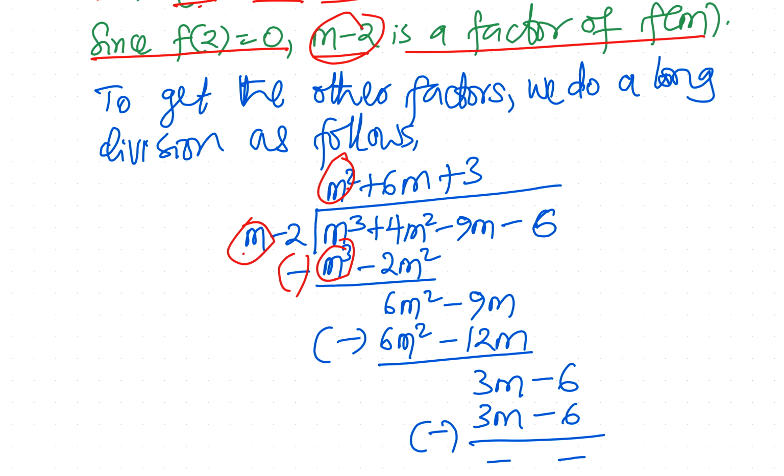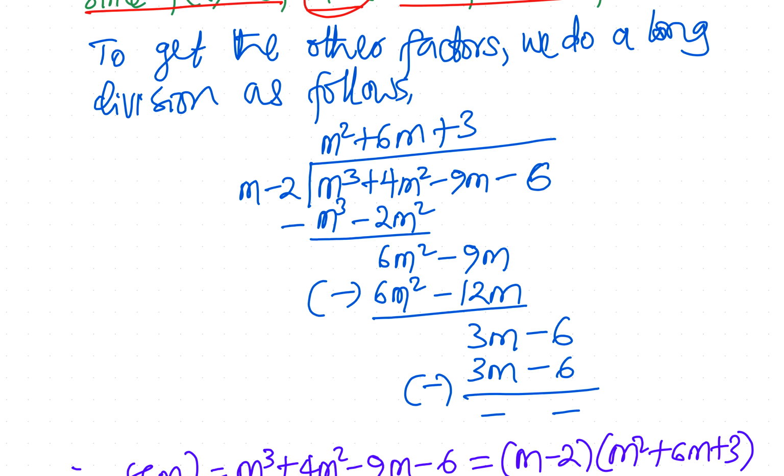So now that you have brought that down, the next thing is you want to subtract. That's why this has to be in bracket. So m cubed minus m cubed is 0, okay? Then you say 4m squared minus 2m squared, that's 4 plus 2m squared, that's 6m squared. Then you bring down this minus 9m. So now you have 6m squared minus 9m.